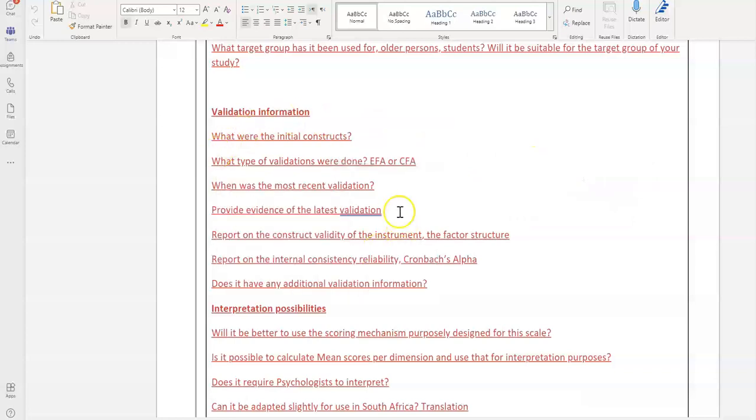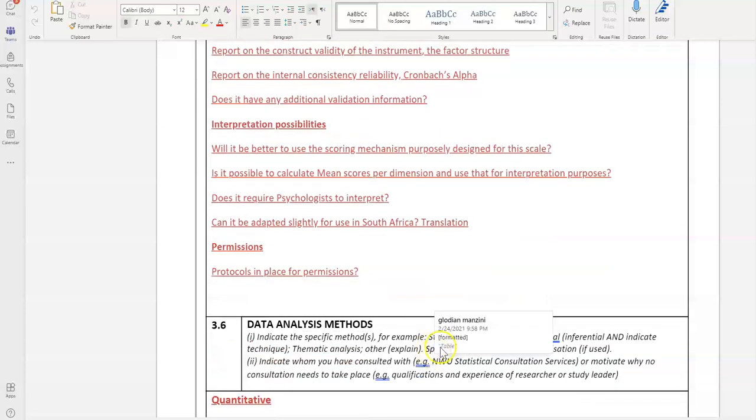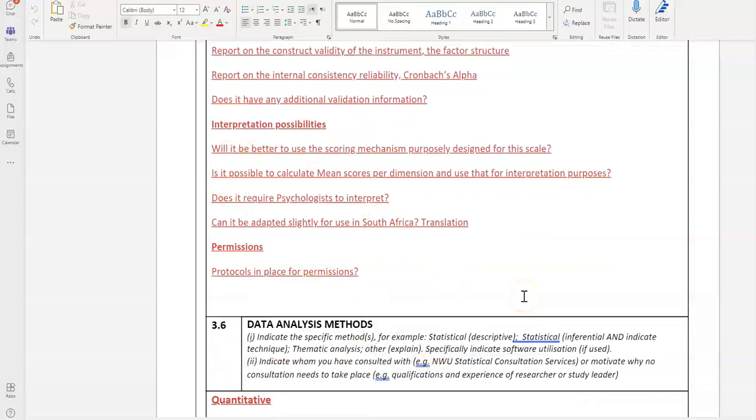So validation information is important, and you need to report on that within your research proposal. Another aspect that is important that I did not talk about is the interpretation guideline. So, is there an indication of how you must score the instrument?